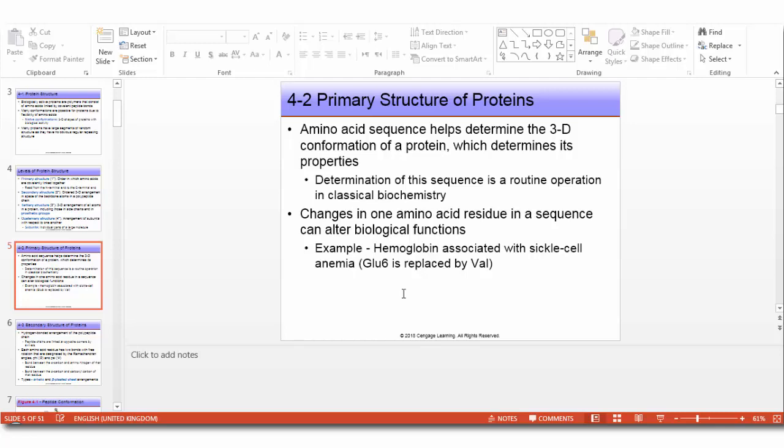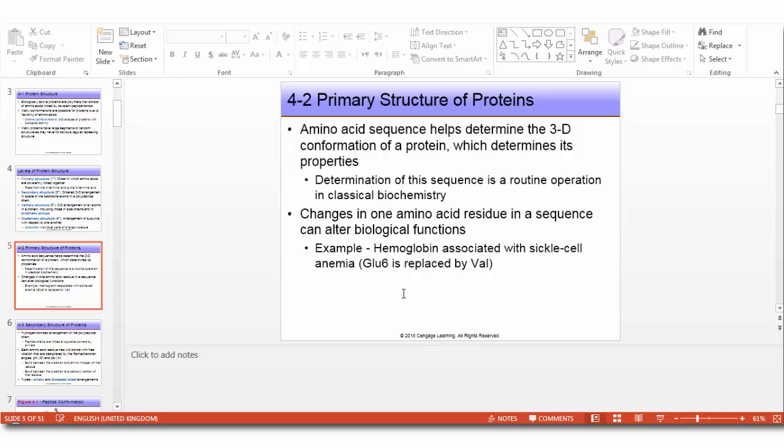Now, changes in one amino acid residue in a sequence can change the biological function. An example is found in the hemoglobin associated with sickle cell anemia. In this genetic disease, red blood cells cannot bind oxygen efficiently. The red blood cells also assume a characteristic sickle shape, giving the disease its name. Then these sickle cells tend to become trapped in small blood vessels, cutting off circulation and thereby causing damage to the organ.